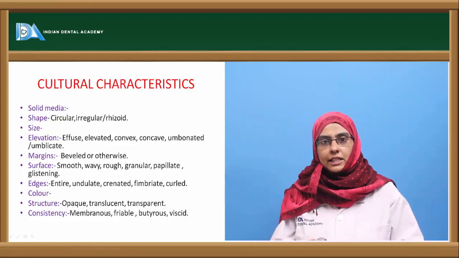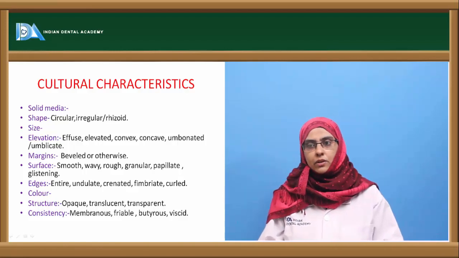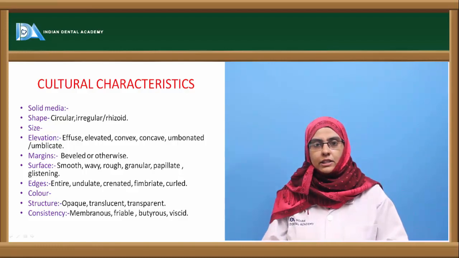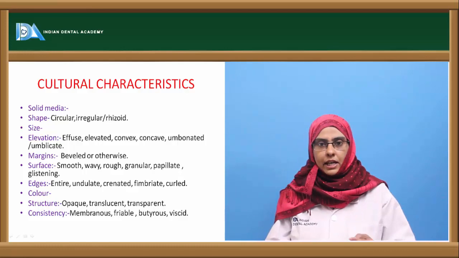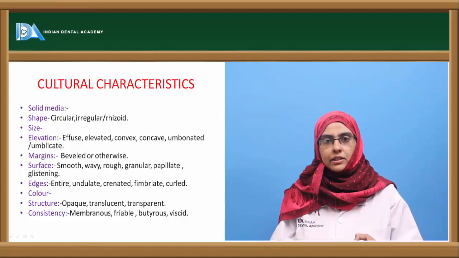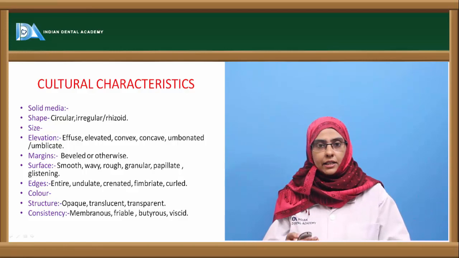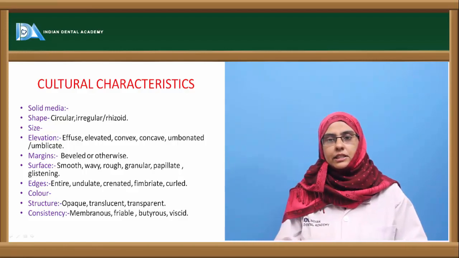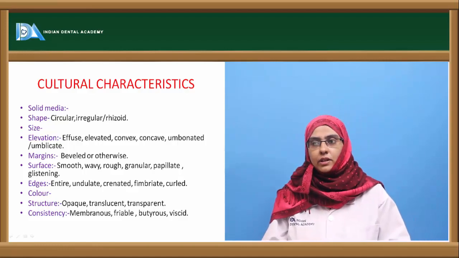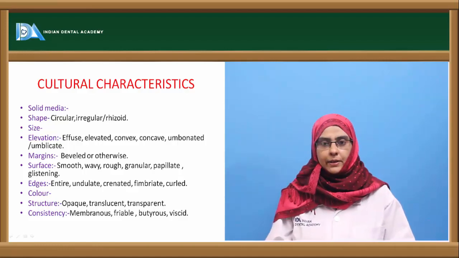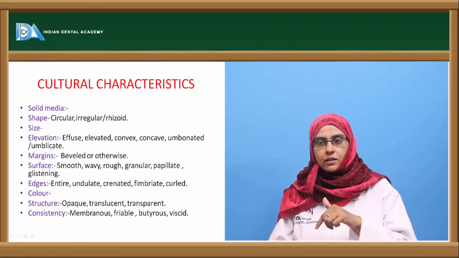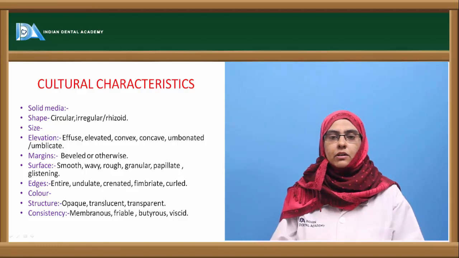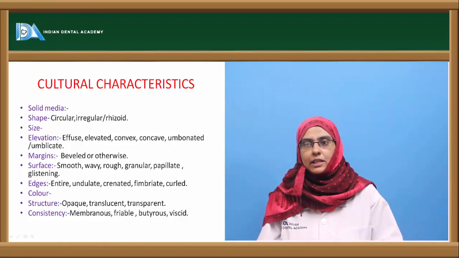Take for example the shape of the colony. Some organisms form circular, irregular or rhizoid shapes on a solid media. Next is size. With the help of a scale, you can measure the size and know which type of organism it is. Depending on the elevation of the colonies, whether it is effuse, elevated, convex, concave, umbonate or umbilicate. Next, seeing the margins of the colonies, here we have beveled or otherwise. Depending on that, you can also identify the organism's colony characteristics.